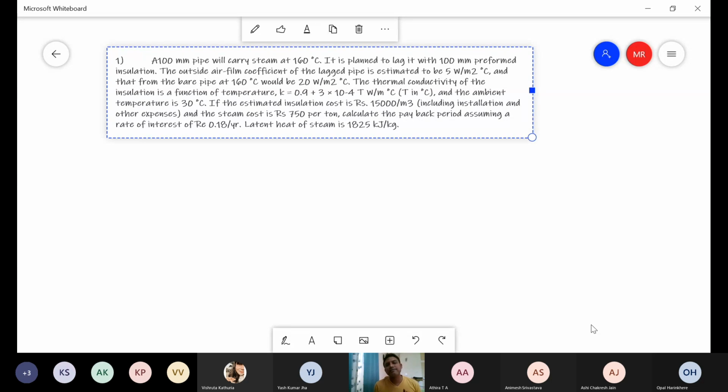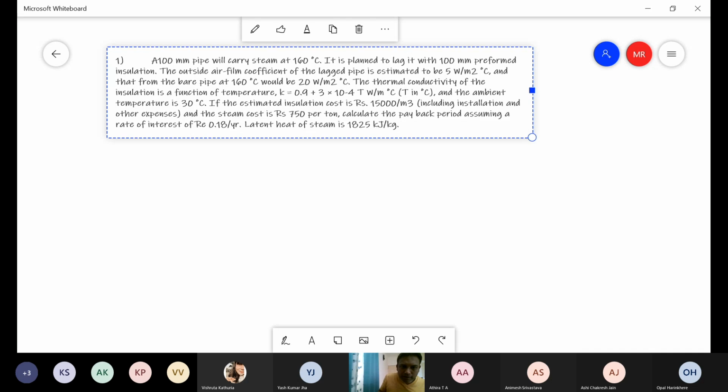What is given here is the thermal conductivity, K equals 0.9 plus 3 into 10 raised to the power minus 4 into T watt per meter degree Celsius. We can solve this problem with this variable thermal conductivity, which varies with temperature, but then our analysis is going to become complicated. So before we proceed, let us check whether this variation is at all required in this case or not.